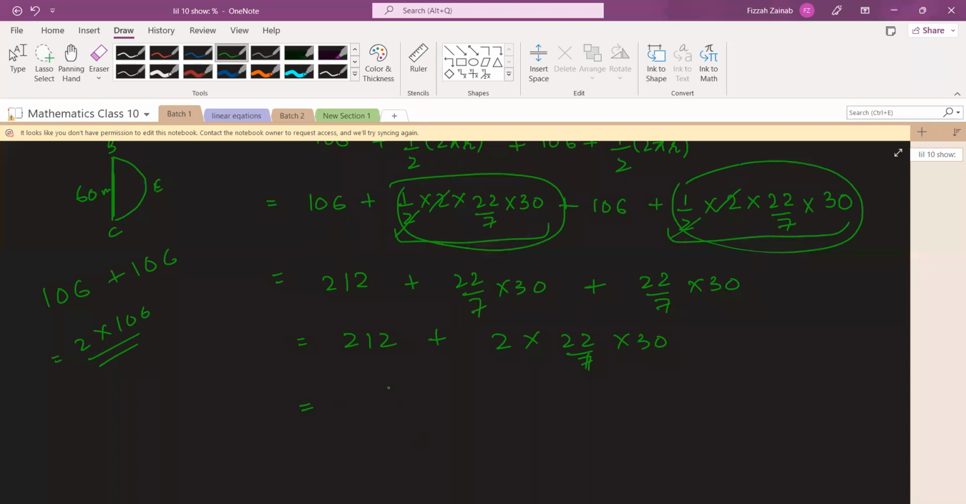Okay. So this will be how much? So 212 plus. Can you just multiply quickly? So this is 44 into 30, right? So 1320 divided by 7, right?